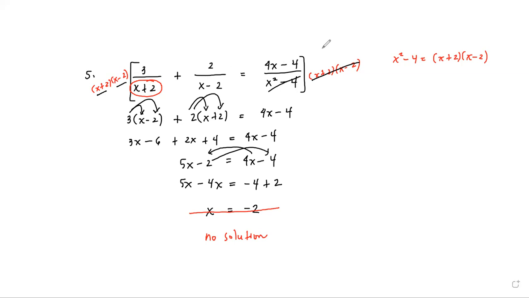Next, for our final example in this video, we have x plus 6 over x minus 2 minus x plus 3 over x minus 10 equals 16 over x squared minus 12x plus 20.